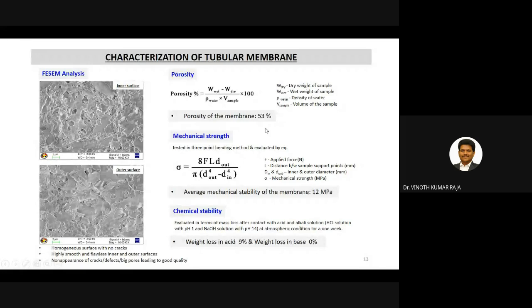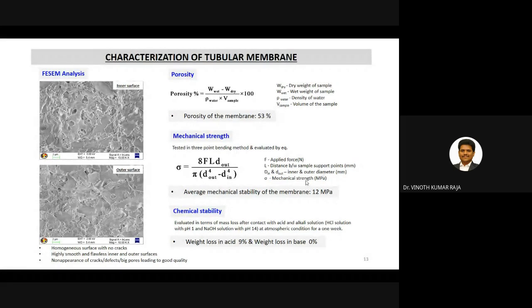Also, we performed the standard 3-point bending test to examine the mechanical strength of the membrane using this expression, where sigma is equal to 8FL_out over pi (D_out to the power 4 minus D_in to the power 4). Here F is the applied force, L is the distance between the sample support points in mm, D_in and D_out are the inner and outer diameter of the tubular membrane, and sigma is the mechanical strength.